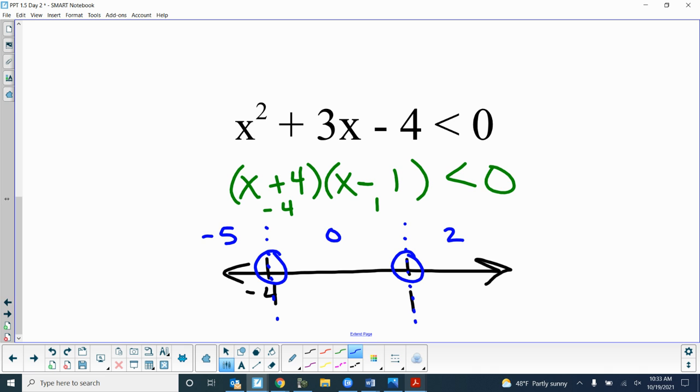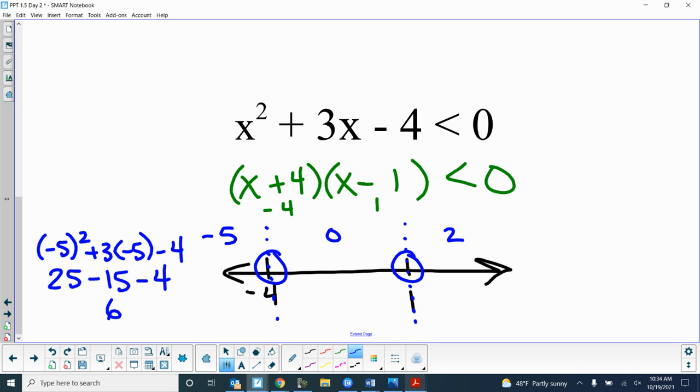So, negative 5 squared plus 3 times negative 5 minus 4. So 25 minus 15 minus 4. That's 10 minus 4, 6. Is 6 less than 0? No. Put zero in. 0 squared is 0. 3 times 0 is 0. And minus 4. So that's a negative 4. Is that less than 0?